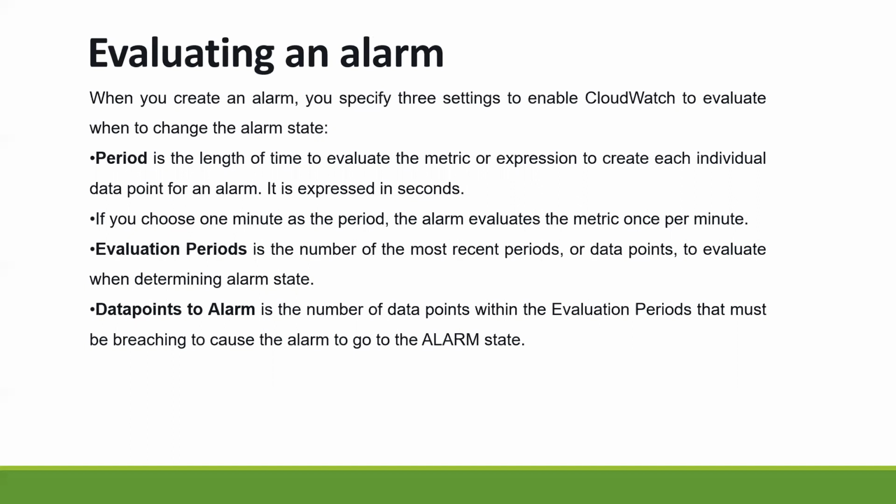Evaluation periods is the number of most recent periods or data points to evaluate when we are determining the alarm state. And data points to alarm is the number of data points within the evaluation periods that must be breaching to cause the alarm to go from the OK state into the alarm state. So that's how we are going to evaluate the alarm.